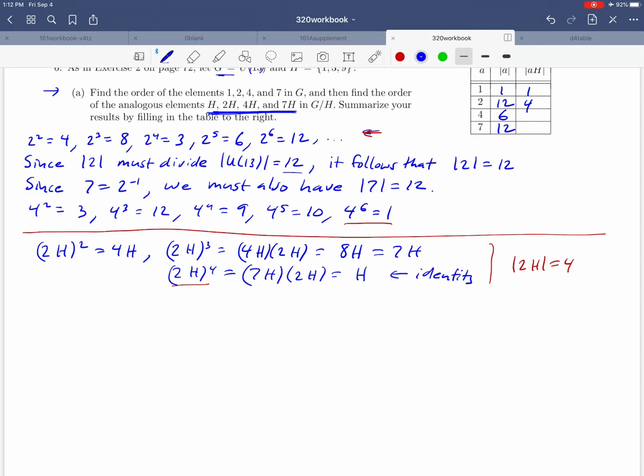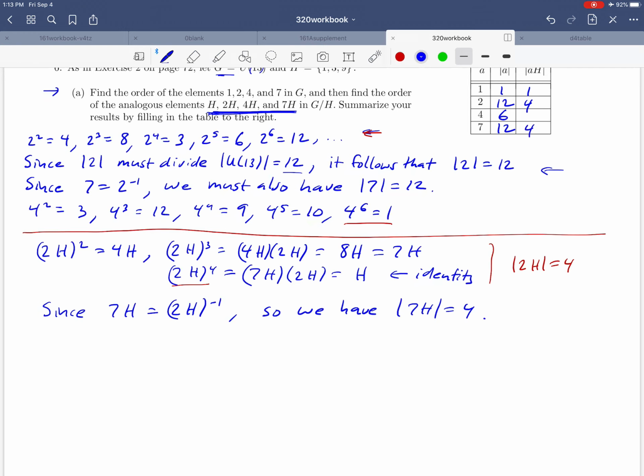Okay, and we can use maybe some of the same observations that we did up above to simplify the calculations. You might notice, and you could notice this by looking back at the Cayley table, the coset 7H is the inverse of the coset 2H, because when you take 7H times 2H, you get the identity. So that means that we must have the order of 7H is also 4, without having to repeat the calculation that we did above.